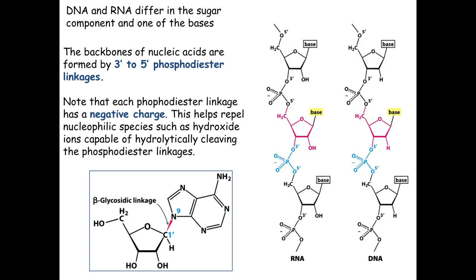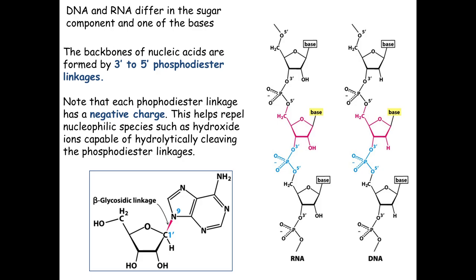And of course, the bases we just went over could be different. In RNA, you're going to have U's, C's, G's, or A's. And in DNA, you're going to have T's, C's, G's, and A's. Right? It just says base on here. Right? And let's go over the bonds between the two.